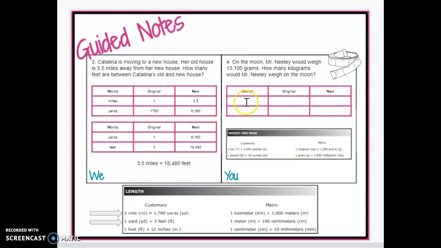Other than that, put your words in of what you're comparing. Your original is going to come from your chart. Your new is going to come from here, and there's one measurement you have to solve for. Like this one, how many kilograms? You're going to solve for kilograms. So if you have any questions, let me know. Other than that, I hope this helped you out.